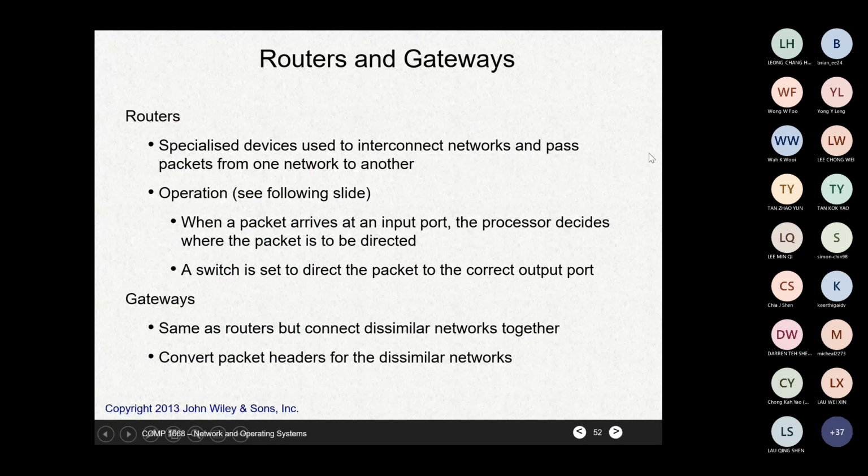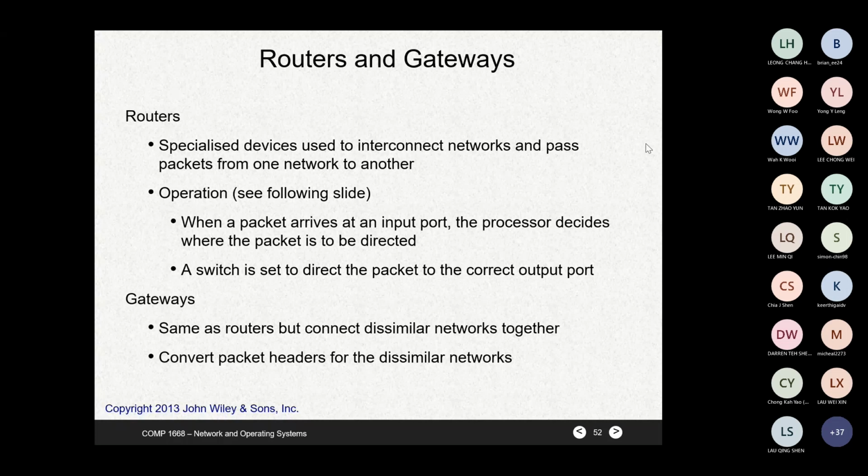Another complicated or advanced device in network devices or network equipment is a router. Router works at layer 3, network layer. Layer 3 is network layer. Layer 1 is physical layer. Layer 2 is data link layer. Layer 3 is network. Specialized devices used to interconnect networks and pass packets from one network to another.